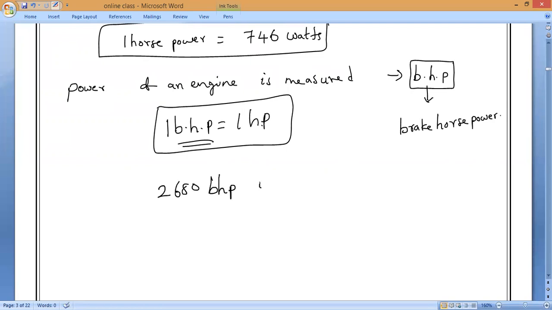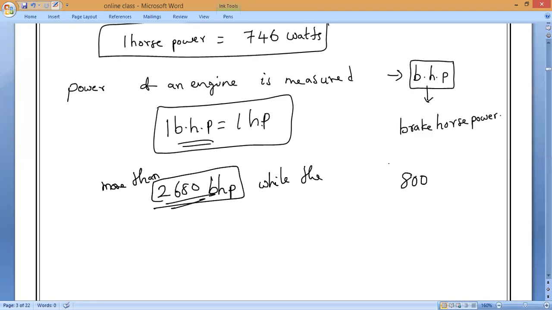BHP, understanding the power. This is more than normal power. If you take a rail engine or electric train, the power is minimum 2500 BHP. If you take a Maruti Alto car, Maruti Suzuki and all, you might be getting 800 cc.